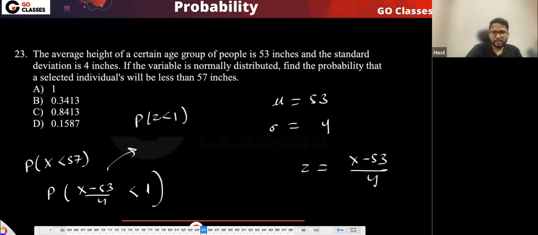They will give you this in the question, don't worry. Let's suppose that they give you the probability of Z less than or equal to 1 as 0.8413. Then what is the answer? C, right? Yes, C is the answer. Very easy question. What you need to do is just convert that to a Z and then finally see what they have given about the Z.